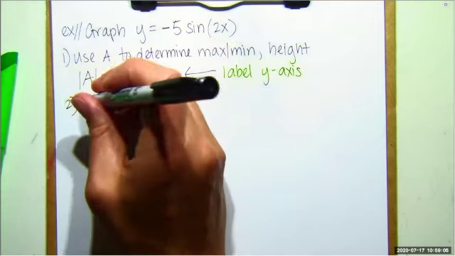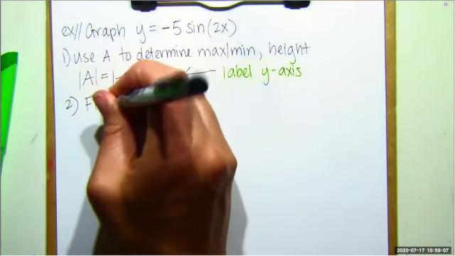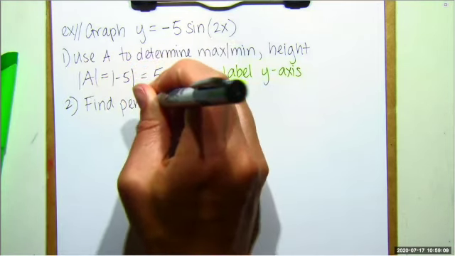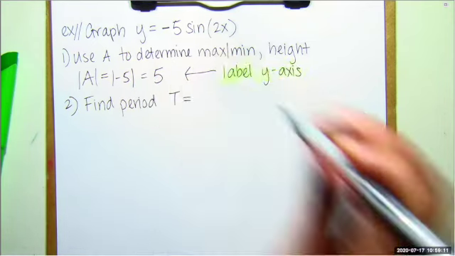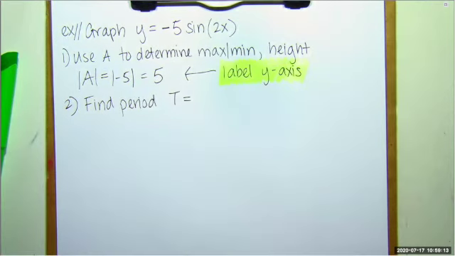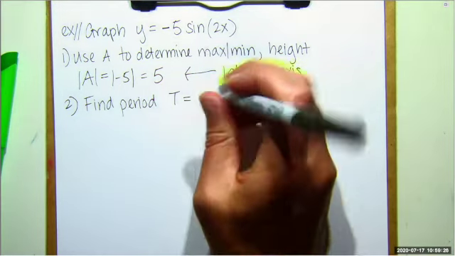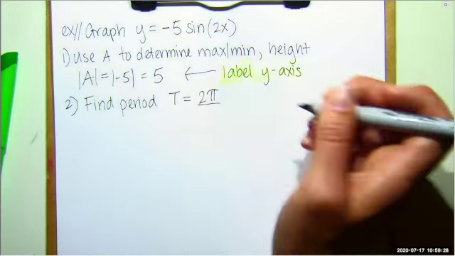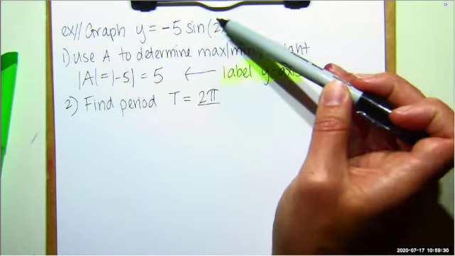Step 2, we'll find our period. Okay, so what we want to do to find our period, we're always going to start with the period of just the plain old trig function. So here we have sine. So what's our normal period of just plain old sine? What's a normal period of plain old sine? 2 pi, good.